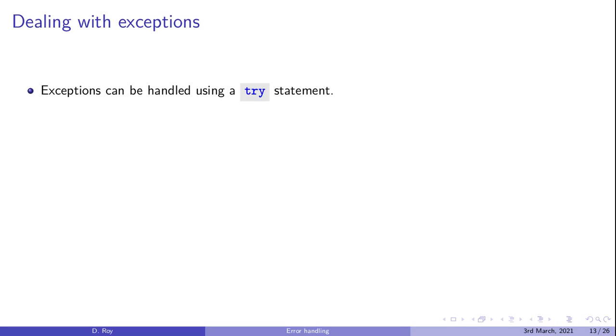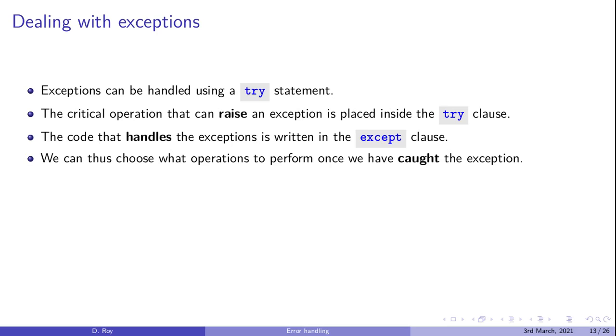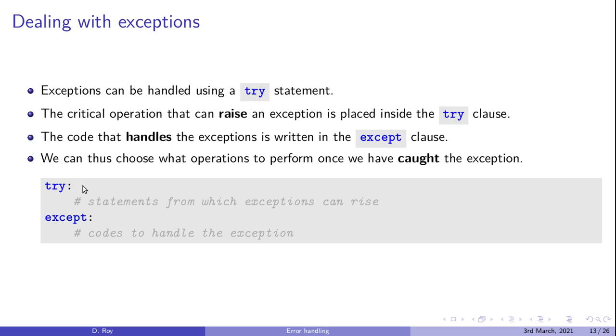In Python, exceptions can be handled using a keyword called try. The critical region of the code from where the exception can arise should be placed inside a block called the try block, and the code that handles the exceptional cases should be written in another code block called the except block. In the except clause, we can choose what operations or statements we want to execute once this exception occurs and is caught. So, in brief, there will be 2 blocks of code: the try block, in which we write the statements from where the exceptions can arise, and the except block, in which we write the code to handle that exceptional situation.